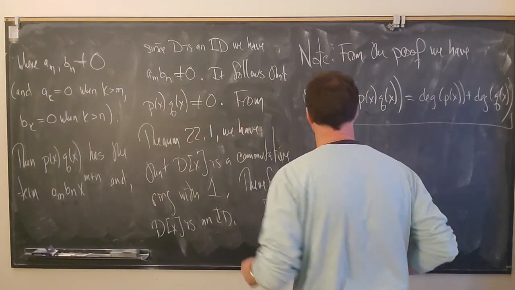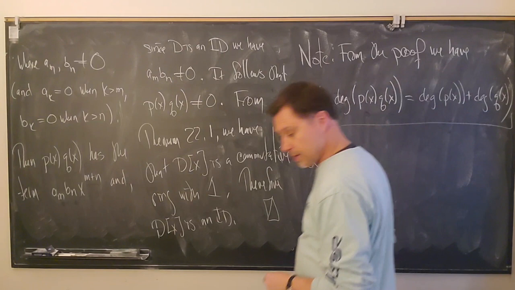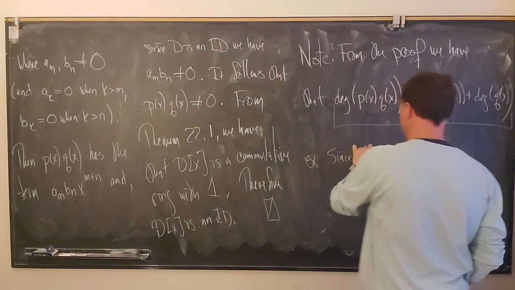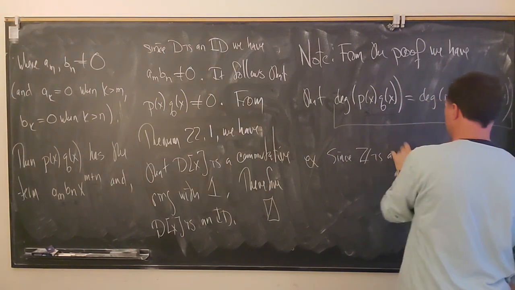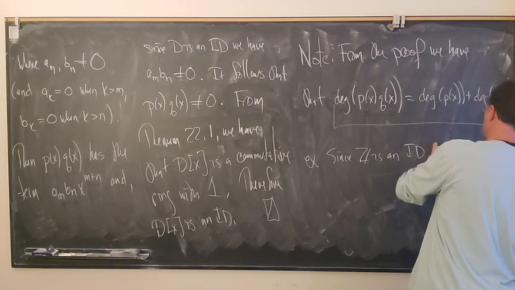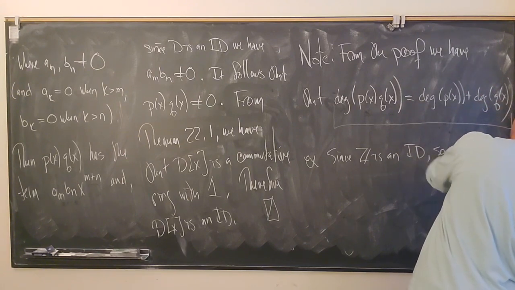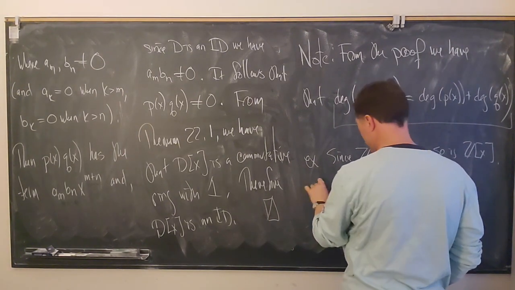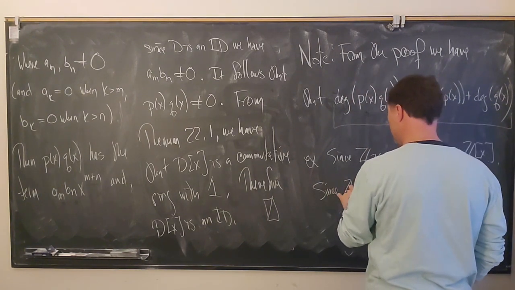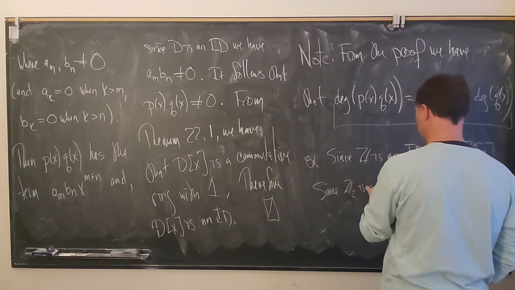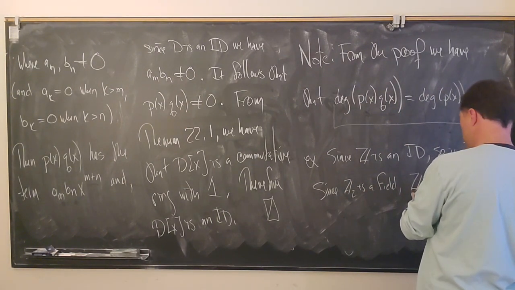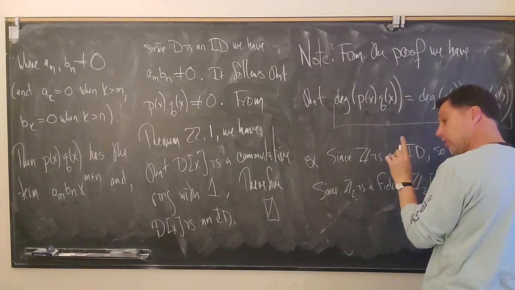Couple examples here. Since Z is an integral domain, so is Z bracket X. Same example, or in the setting here, since Z2 is a field, Z2 bracket x, it's not a field, but it is an integral domain.